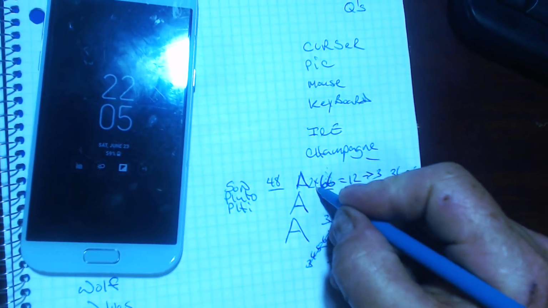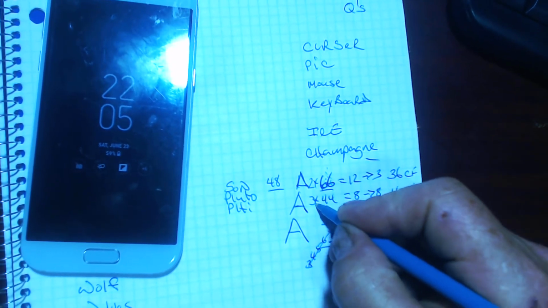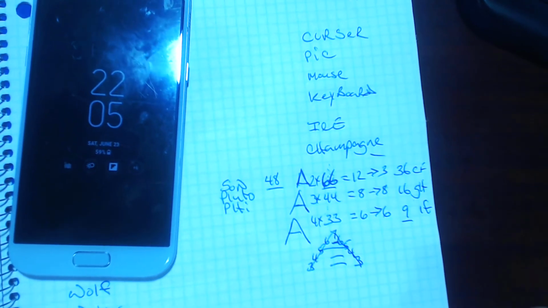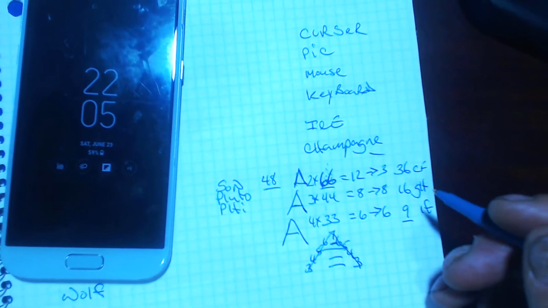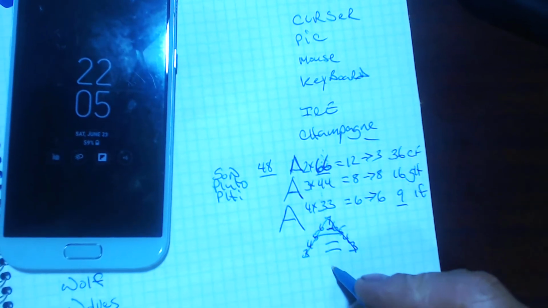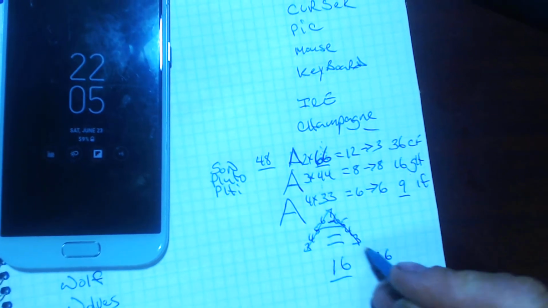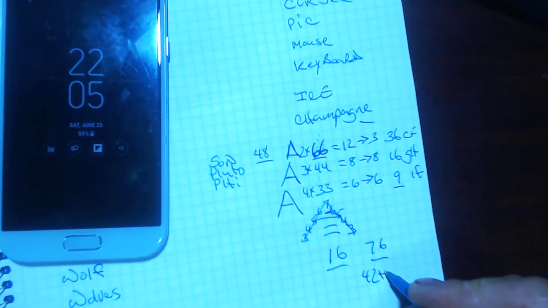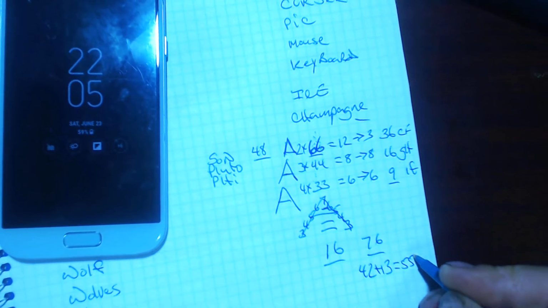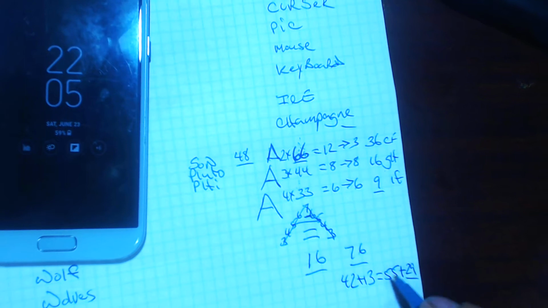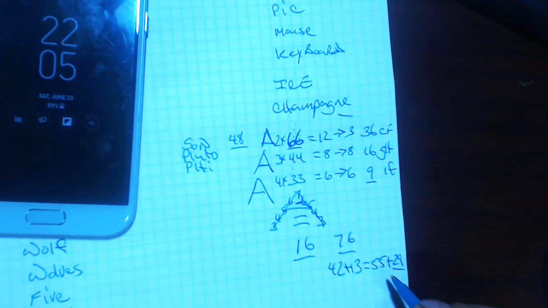2 times 66, 3 times 44, 4 times 33. This is our vibration. The 5 is not in here. The freedom of 55, which is the equivalent of 1 times 6, 1 plus 6, will equal 42 and 13, equaling 55 and 29. If you go to the CB code 1029, look up what it says.